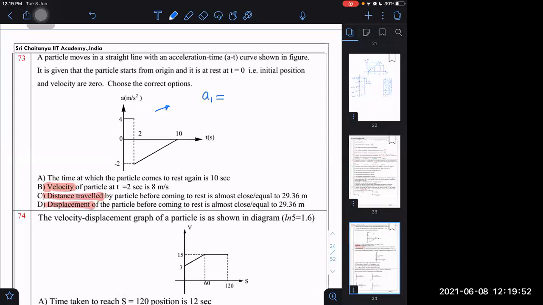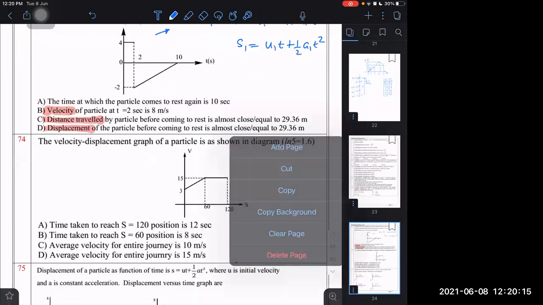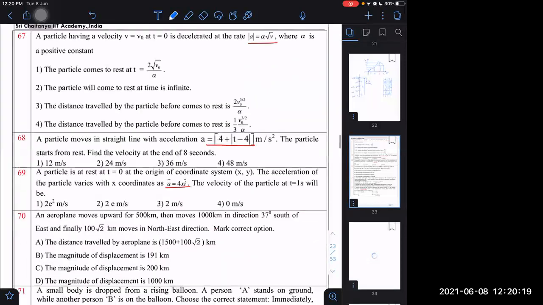Acceleration for the first interval is 4. It is uniformly accelerated motion. Good for us. If it is uniformly accelerated motion, then velocity is easily obtainable: U1 plus A1 into T. And displacement is also easily obtainable for the first interval, which is equal to U1 into T plus half of A1 into T square. The first interval is very simple. What about the next interval? That is tough.